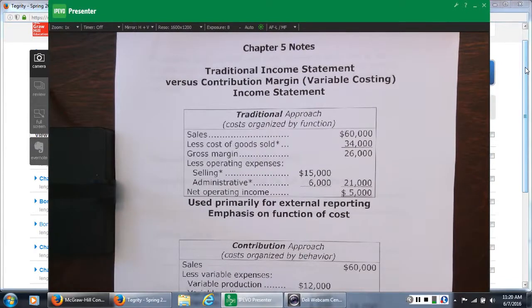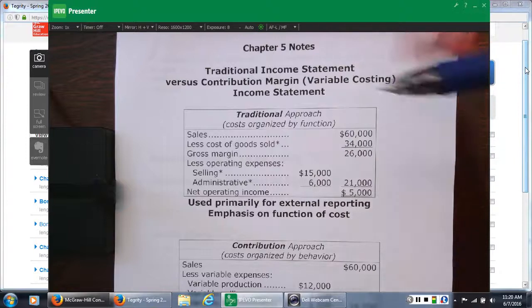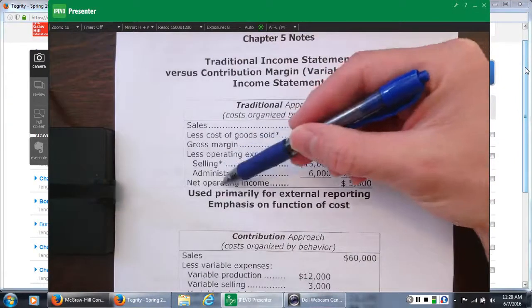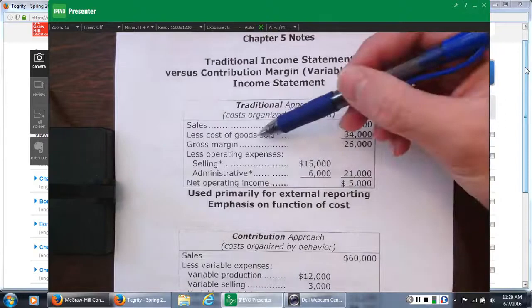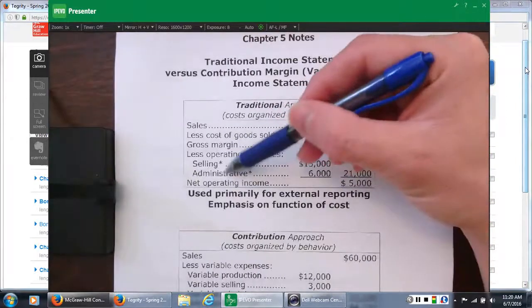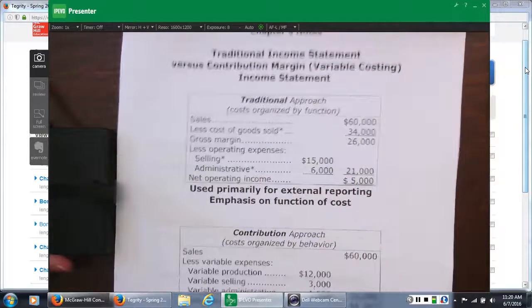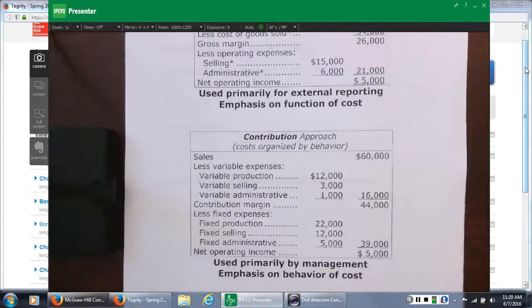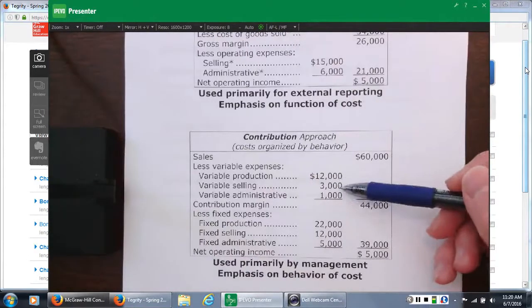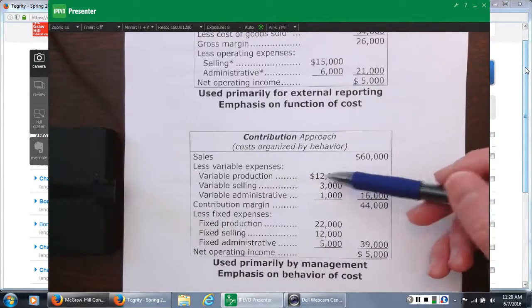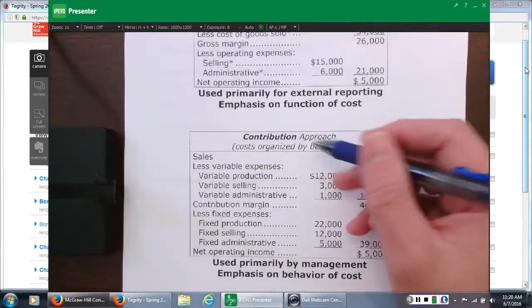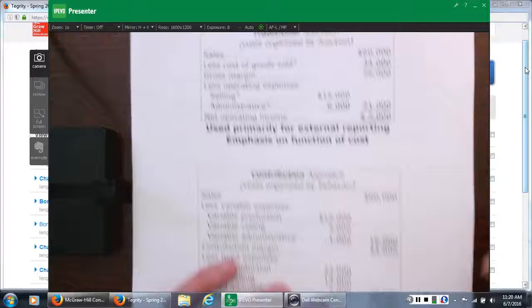All right, so when you look over here and you see the traditional income statement, the cost of goods sold versus selling and admin are organized by function. So they're organized by product versus period costs. So these are all product costs. These are all period costs. Versus on the other hand, what we talked about before is the contribution approach, the variable costing approach, in which the costs are organized and categorized by behavior, variable costs versus fixed costs. All right. This is used for internal financial reporting. This is used for external financial reporting.